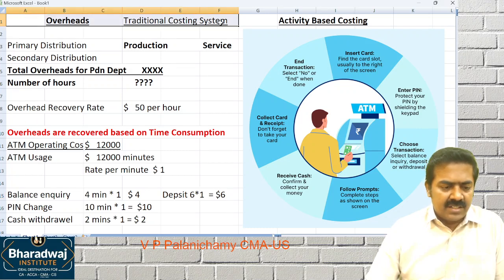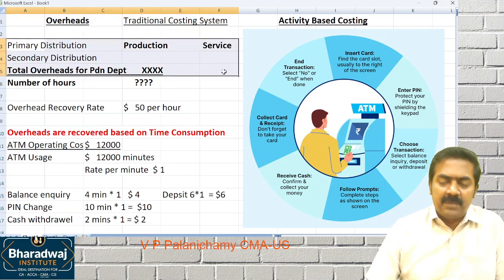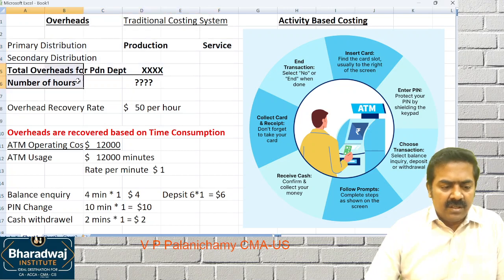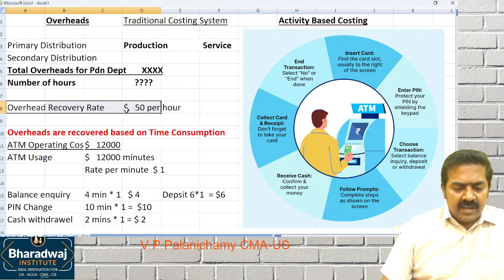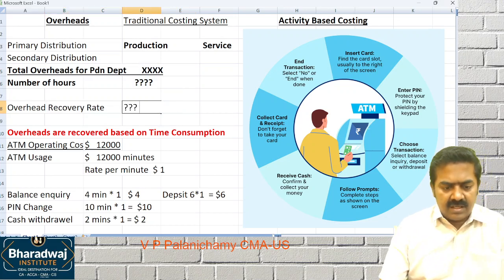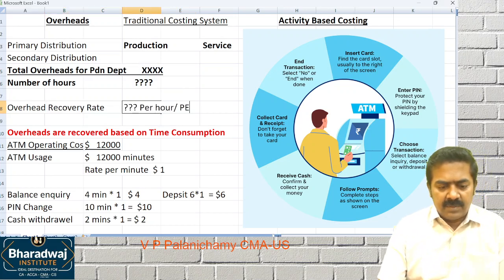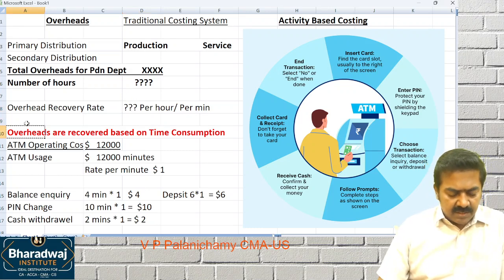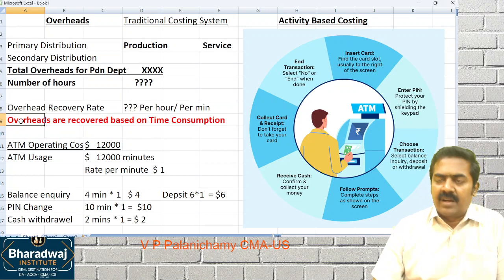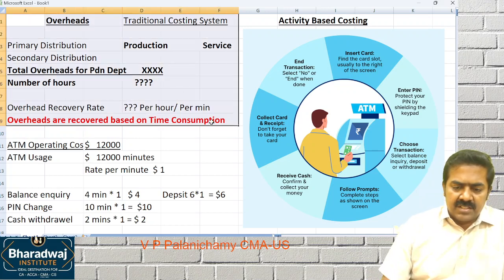Under the traditional costing system, we have done primary distribution and secondary distribution. Total overheads divided by number of hours gives us the overhead recovery rate. It can be a rate per hour or per minute. Then overheads are charged to the customer based on what? Time consumption. That is the traditional costing system.